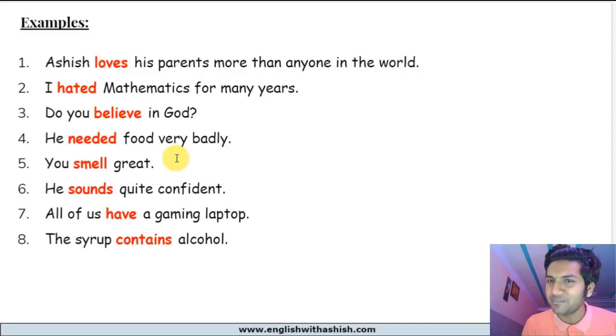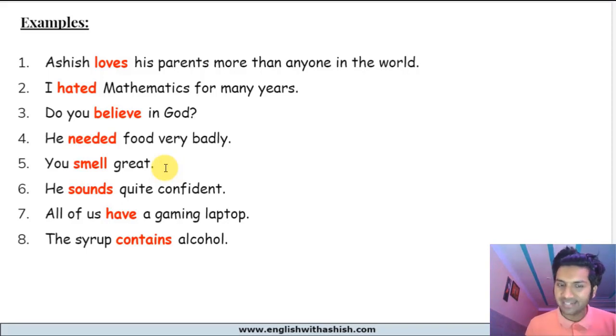The food tastes amazing. The food is not doing anything. But smell can function as an action verb as well. You are smelling me. You are smelling the food. He is tasting the food. So you have to understand the context. You just cannot call them stative verbs. You have to look at the function and see what that particular verb is doing in that particular sentence.